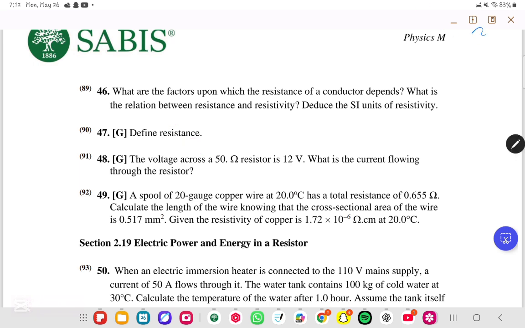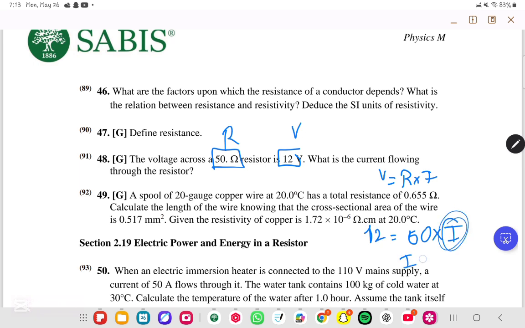We move on to 48. The voltage across a 50 ohm resistor is 12 volts. What is the current flowing through the resistor? We are given the voltage and we are given the resistance. In order to find the current, you need to apply the equation V is equal to R times I. So V is equal to the resistance, which is 50 ohm, times I. We need to find I. V is 12 volts. To find I, you will move 50 to the other side. I is equal to 12 over 50, which if you put it on the calculator, is going to be 0.24 amperes.